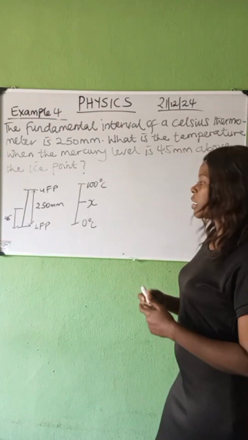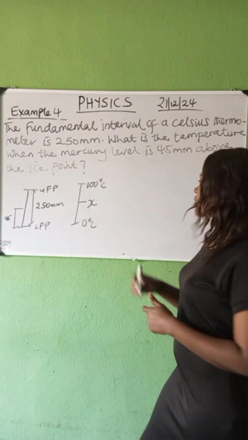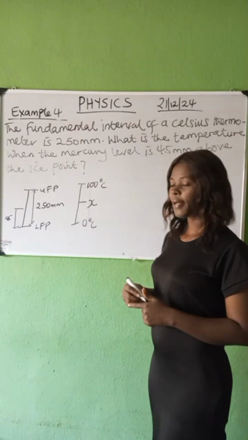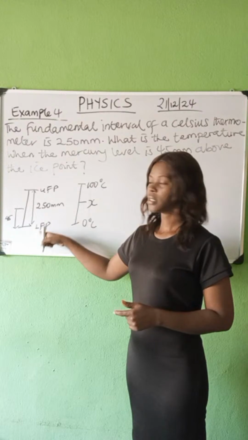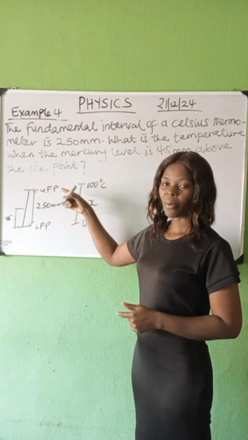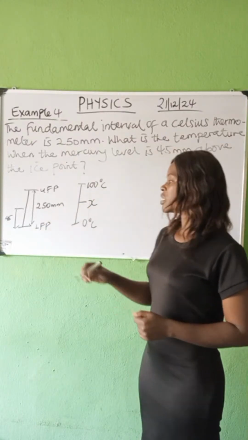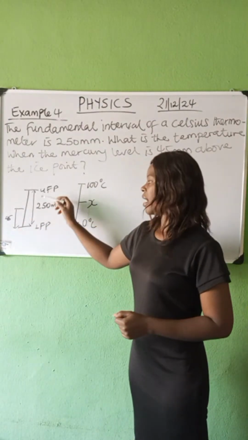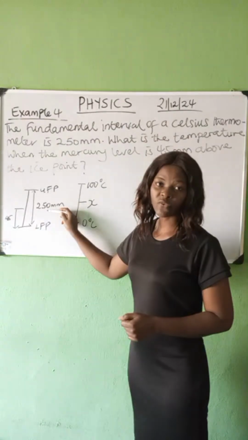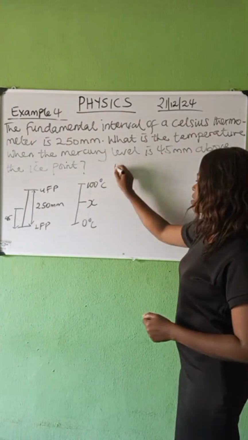We can call it x, right? Now, remember our formula is the fundamental interval minus the lower fixed point, then divided by upper fixed point minus lower fixed point. But since we already have the difference from here to here is 45, and the difference from here to here is what? 250. So what you are going to say is this.